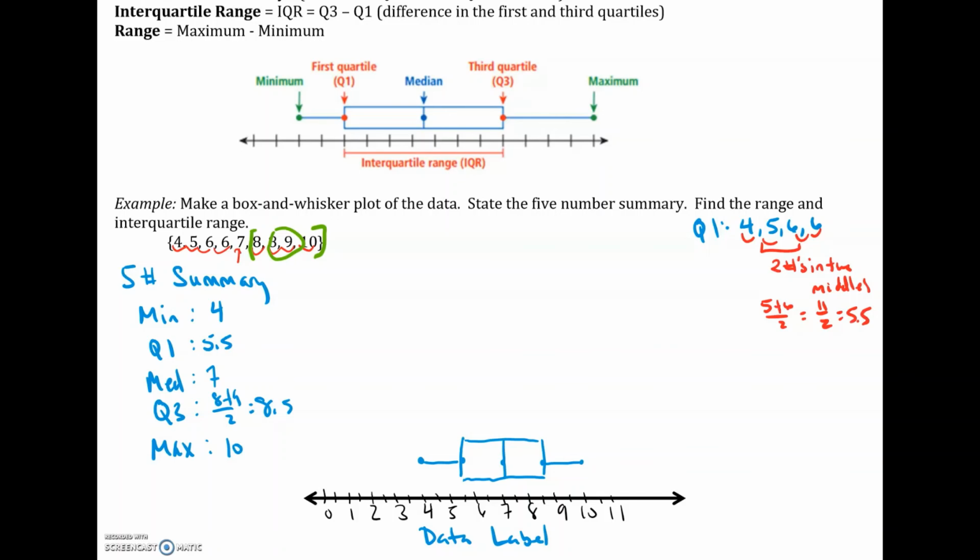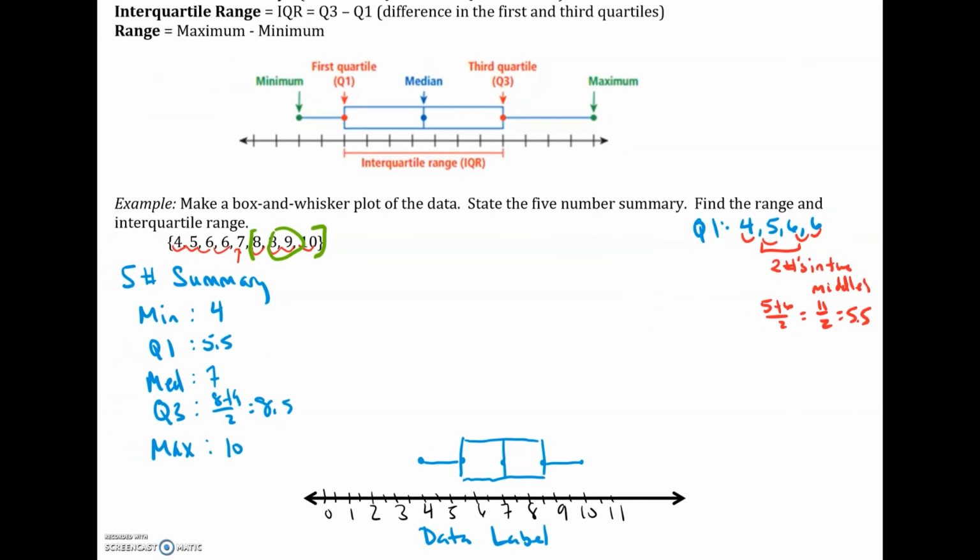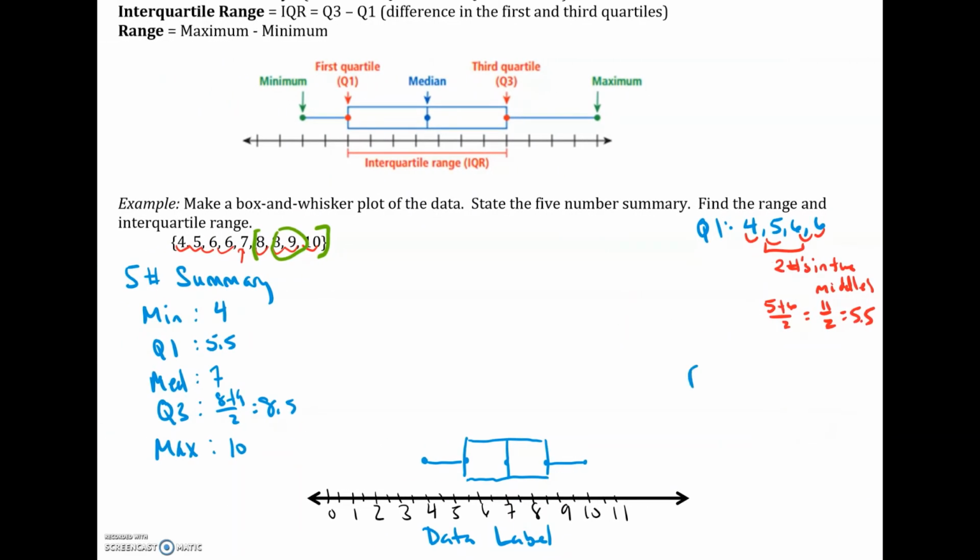All right. Then the last thing we have to do is calculate range and IQR. So remember the range is maximum minus minimum. So 10 minus 4, which is 6. And our interquartile range is always Q3 minus Q1. So 8.5 minus 5.5, which is 3.